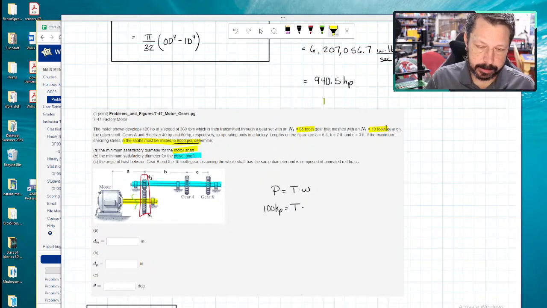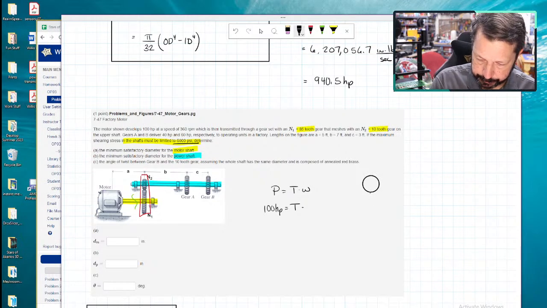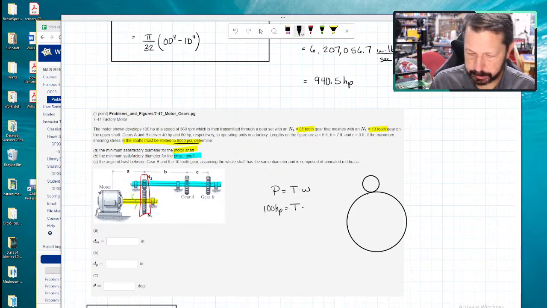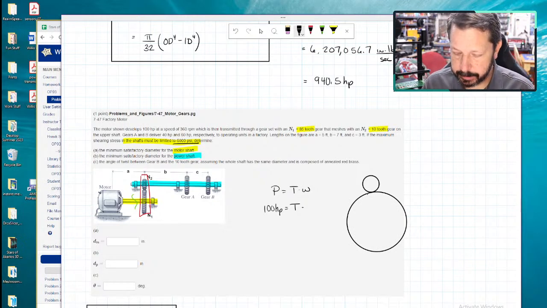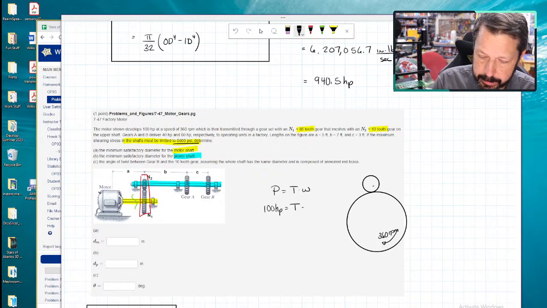So what that means is, if we look at it from the end view, there's the output motor shaft, the blue one. There's the input motor shaft, the yellow one. The yellow gear is much larger in diameter than the blue gear. And if the yellow gear is spinning at 360 RPM, which is given in the problem statement, then the little gear is spinning much, much faster than that, based on the ratio.